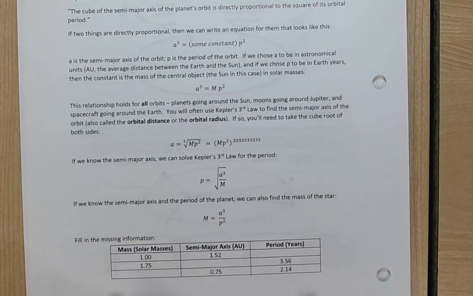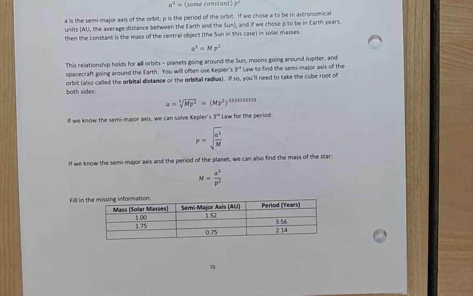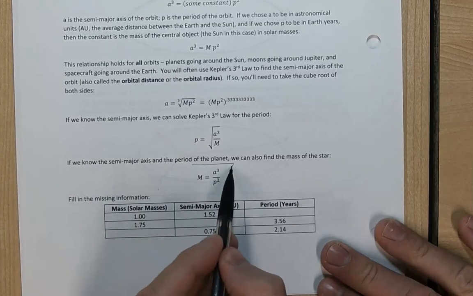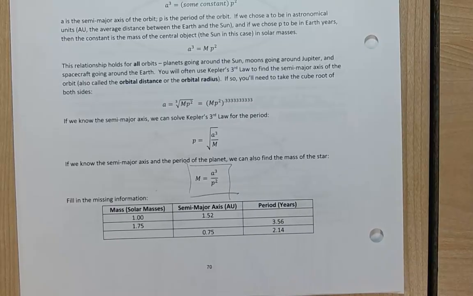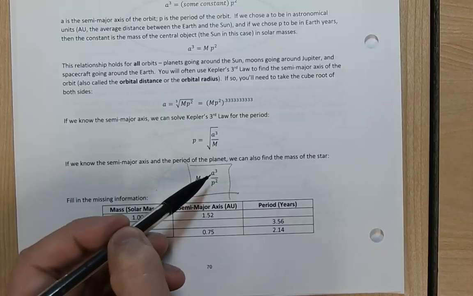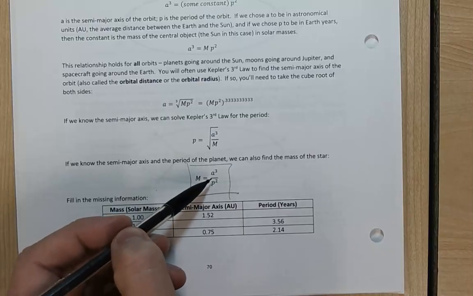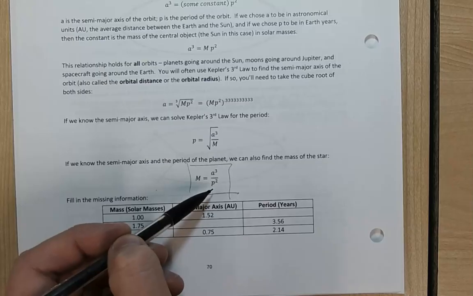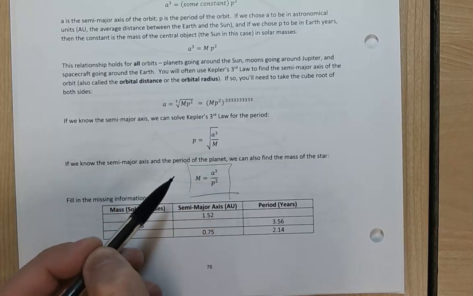Okay, so here we've got Kepler's third law, which is that the mass of the star, the semi-major axis, A, and the orbital period, P, are related to each other like this.